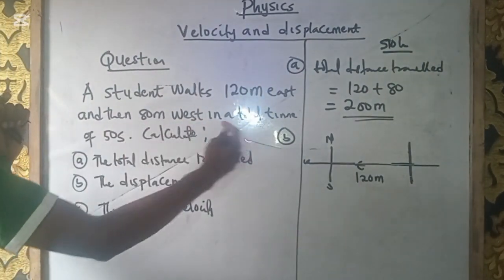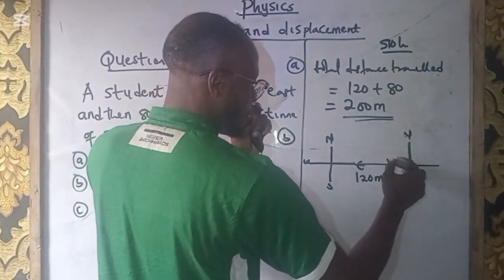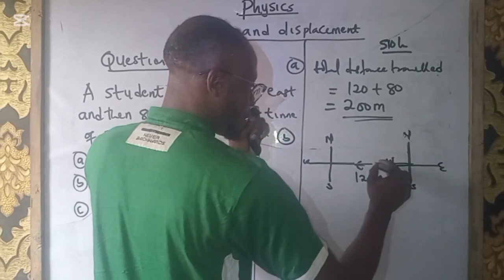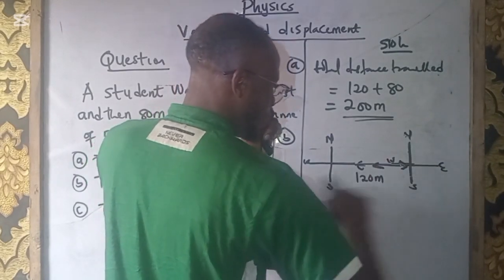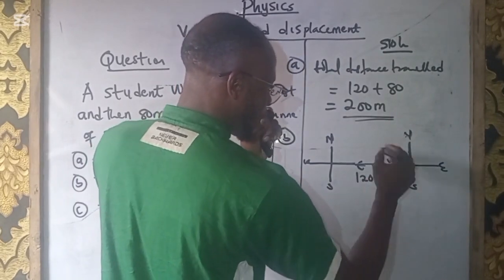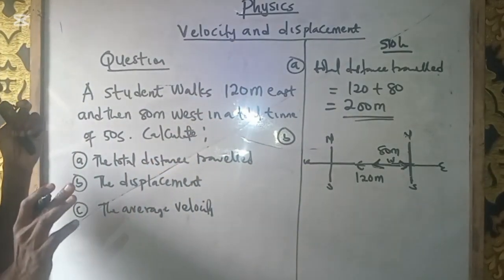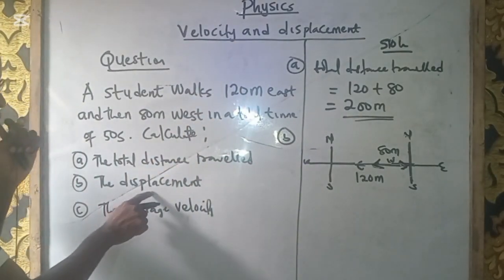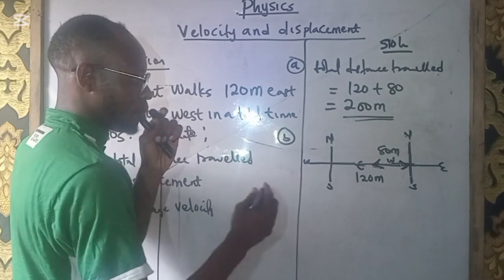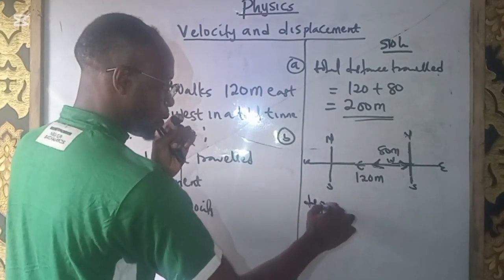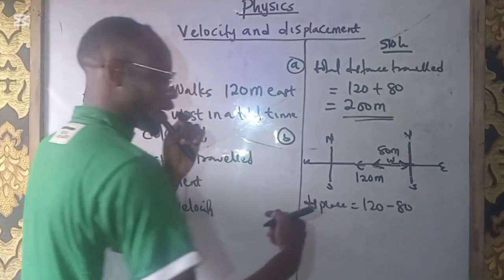And then 80 meters west. That means after getting to this point, this is another cardinal point. So he walks back. Can you see that? He walks like this before to this direction. Then he now walks back 80 meters. That is the meaning of what is happening there. You understand? So the displacement now, just subtract them. When you subtract them, you have what? Displacement would be 120 minus 80 because he walks back.